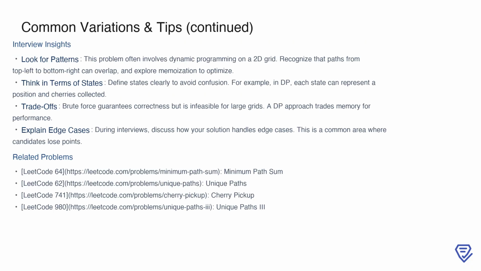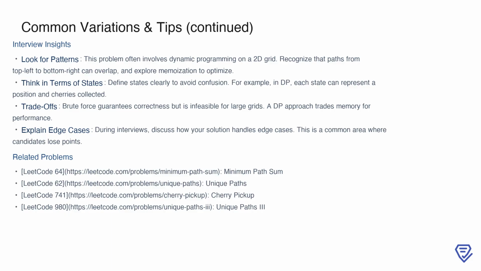Now, let's consider some insights that are particularly useful for interviews. One of the first things to do is to look for patterns. Cherry pickup often involves dynamic programming on a 2D grid, so recognizing that paths from the top left to the bottom right can overlap is crucial. By leveraging memoization, you can avoid redundant calculations and optimize your solution.